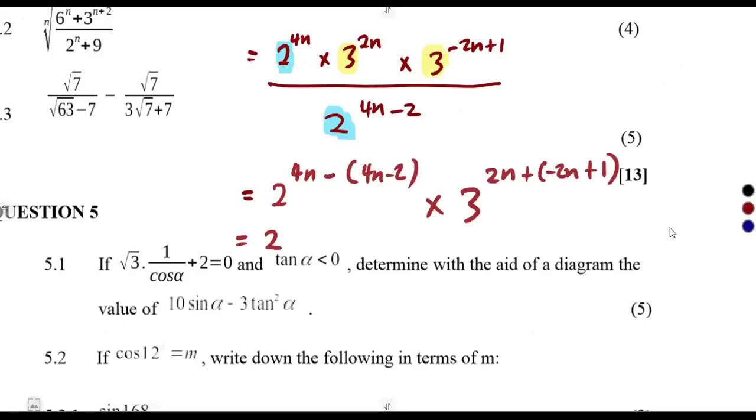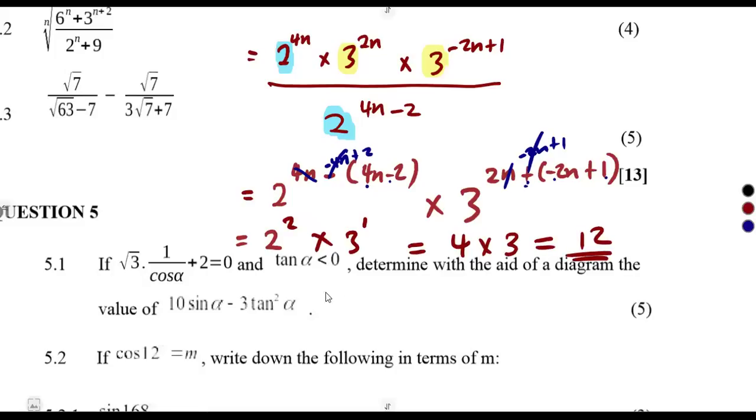So this is going to be 2 to the exponent of what? Well, that's a minus, so it's going to be negative. This is going to be minus 4n minus, that's a plus 2. So 4n minus 4n cancels, and you remain with 2. So 2 to the exponent of 2. The same thing here, plus and minus, that's minus 2n. Plus and plus, that's plus 1. So 2n minus 2n cancels. You remain with 3 to the exponent of 1. 2 to the exponent of 2 is 4, times 3, which gives us 12. Just like that.